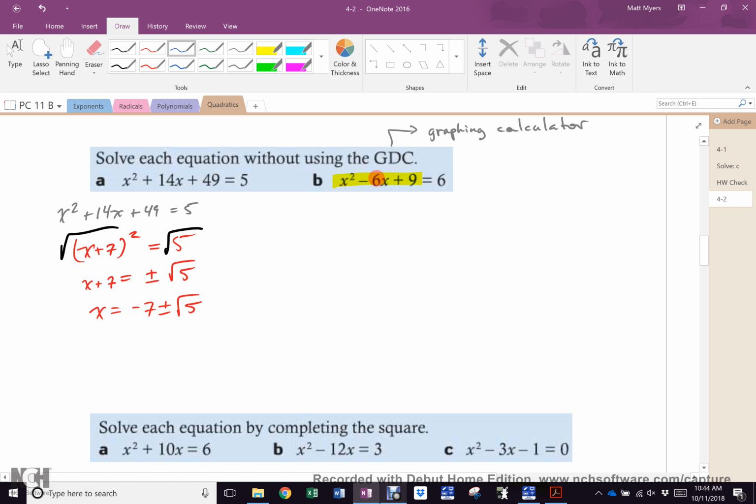Okay. What is this side? X minus 3 squared equals what? 6. Is x isolated yet? No. So let's start isolating. What do I got to do? Square root. X minus 3 equals what?